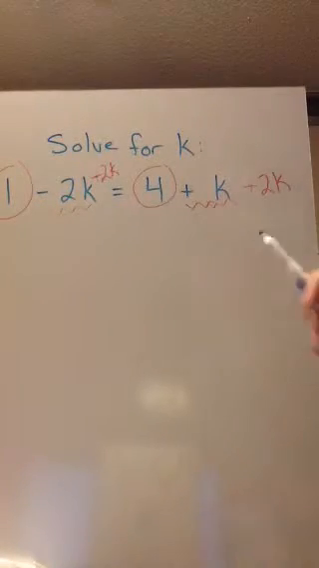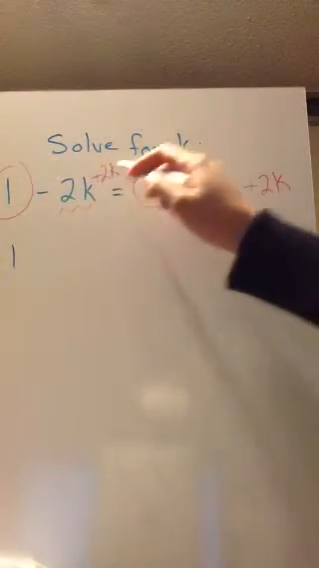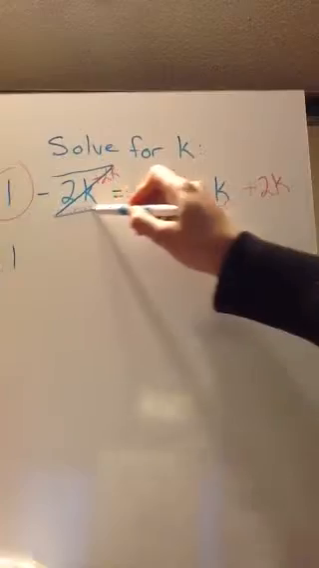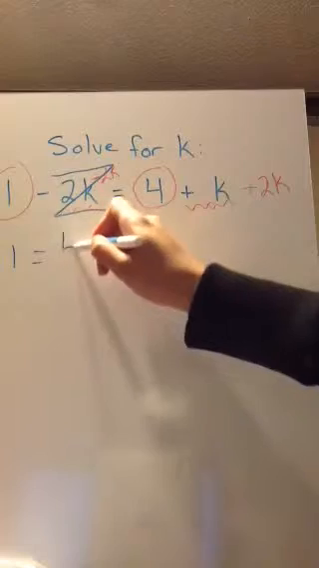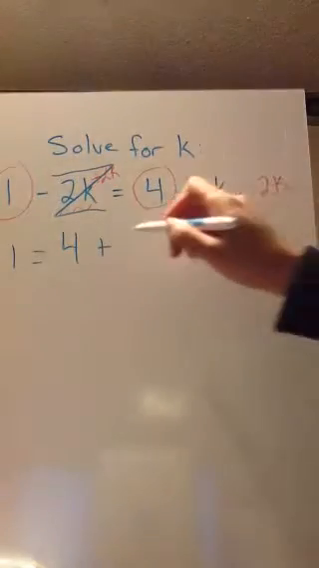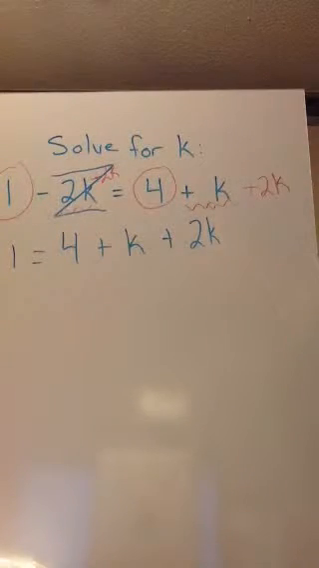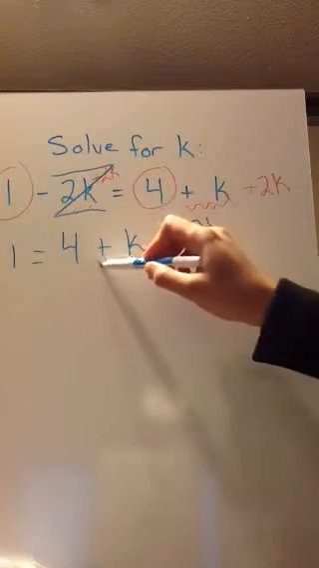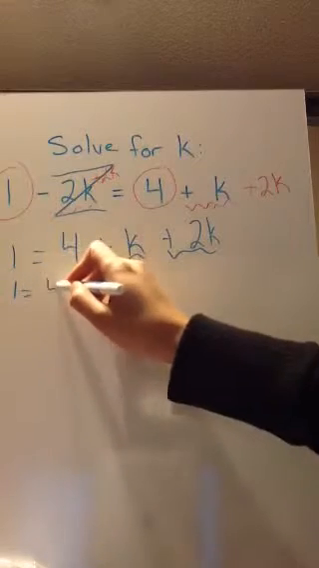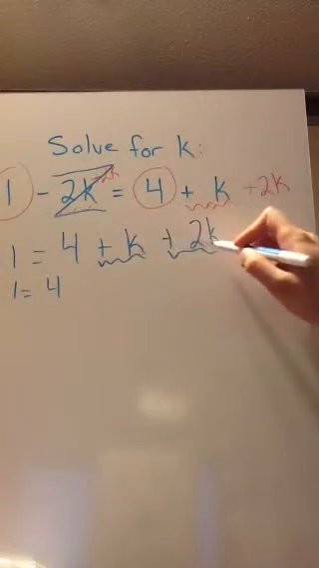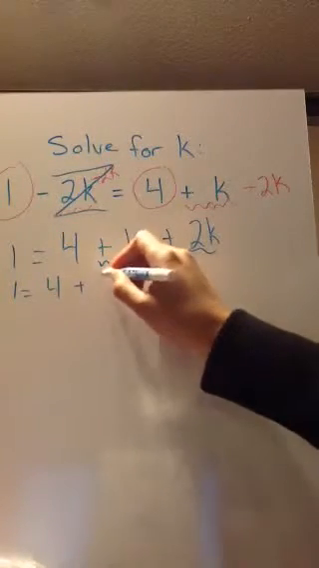So now let's simplify what we have here. On the left side, I still have a 1. Negative 2k plus 2k is 0, so I'm going to put a big Z for a 0. Then I have my equal sign. And on the right side, I have 4 plus k plus 2k. These are like terms, so I can combine those. So 1 equals 4, and then k plus 2k. So 1k plus 2 more k's gives me 3k, plus 3k.